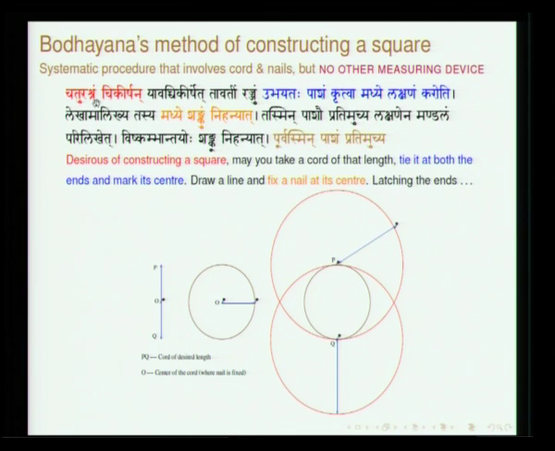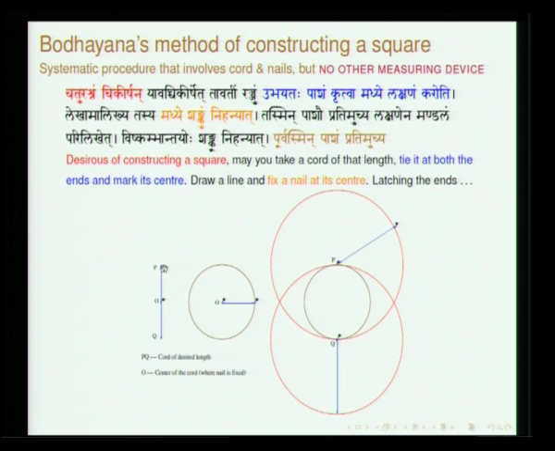Now I come to a very interesting construction which has been discussed in Bodhayana Sulbasutra for constructing a square. See, Chaturashram Chikirshan: Chaturashra is square, Chikirshan is desirous of doing. So he says Yavat Chikirshet, whatever be the dimension of the side of the square, you take a rope of that length, Tavatim Rajjum. So he says Ubhayataha Pasham Krutva. In this figure, P and Q refer to the tips of the rope, and PQ basically gives you the side of the square.